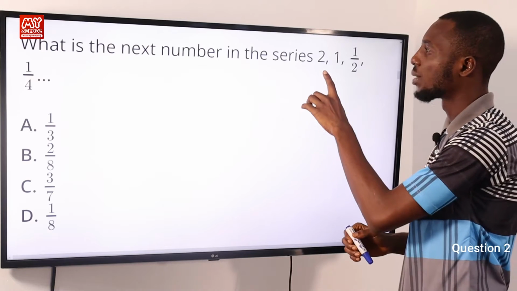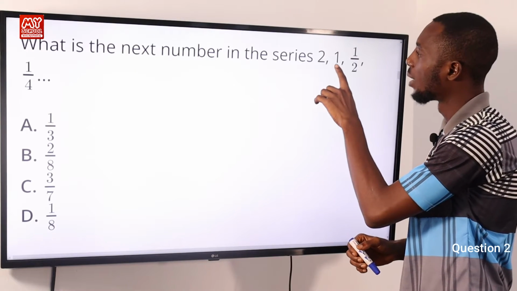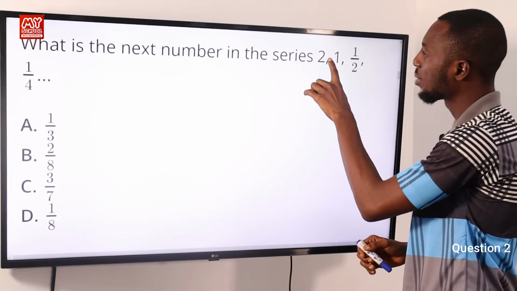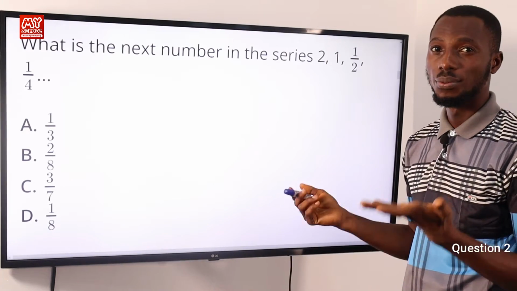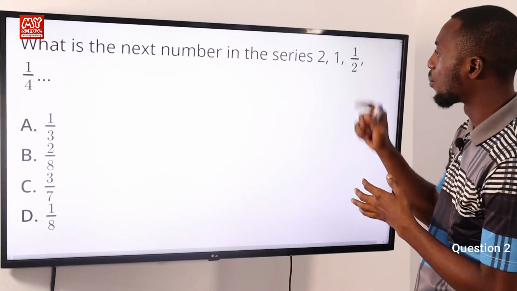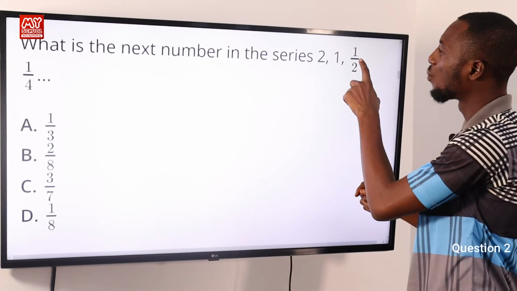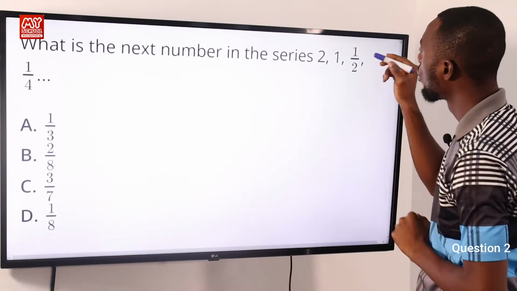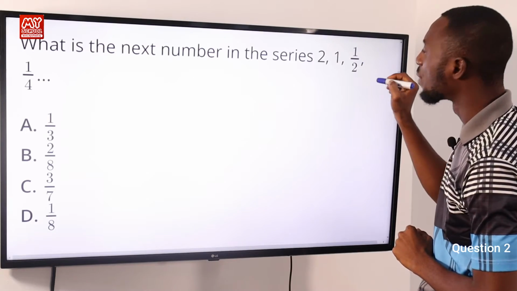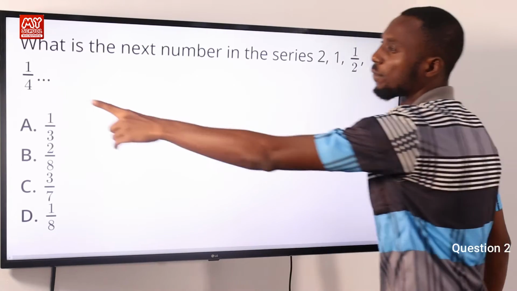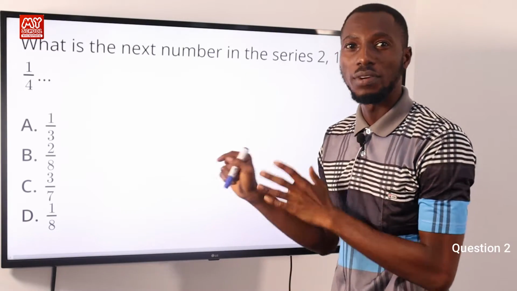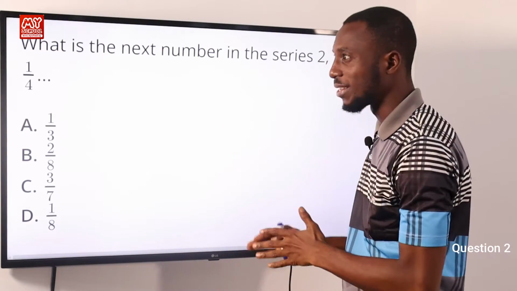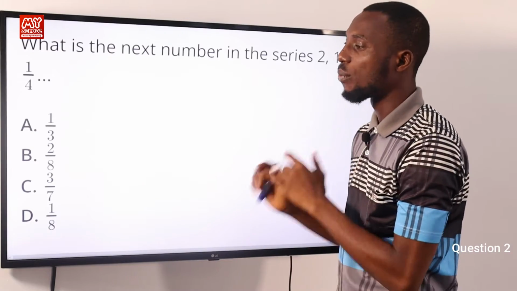So we have 2 and 1. Just multiply: 2 times 1 over 2 gives you 1. 2 times half gives you 1. 1 times half gives you 1 over 2. 1 over 2 times 1 over 2 gives you 1 over 4. So the next one will be 1 over 4 times 1 over 2, that gives you 1 over 8. So the next number will be 1 over 8.